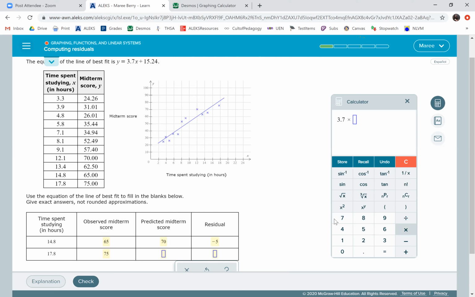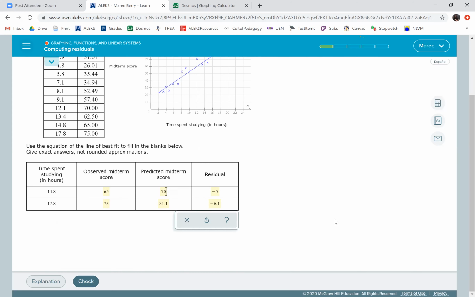Then 3.7 times 17.8 plus 15.24 is 81.1. And 75 minus 81.1 is 6.1, so this is going to be negative 6.1. Did you see what I did there? I knew that if I did 75 minus 81.1, I'd get a negative number, but it's the same as 6.1 if I did 81.1 minus 75, and then I just made it negative. So those look okay. I'm going to go ahead and try again.